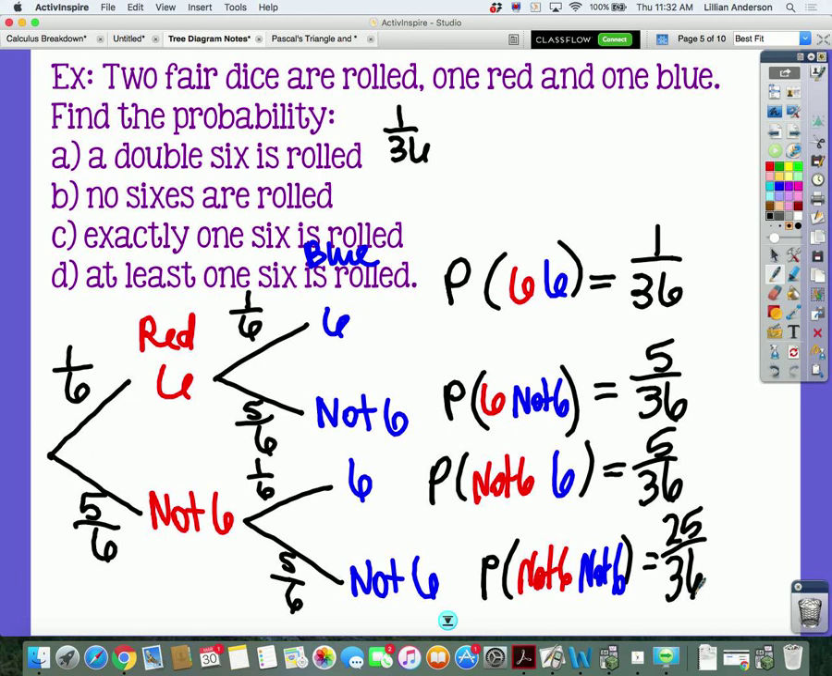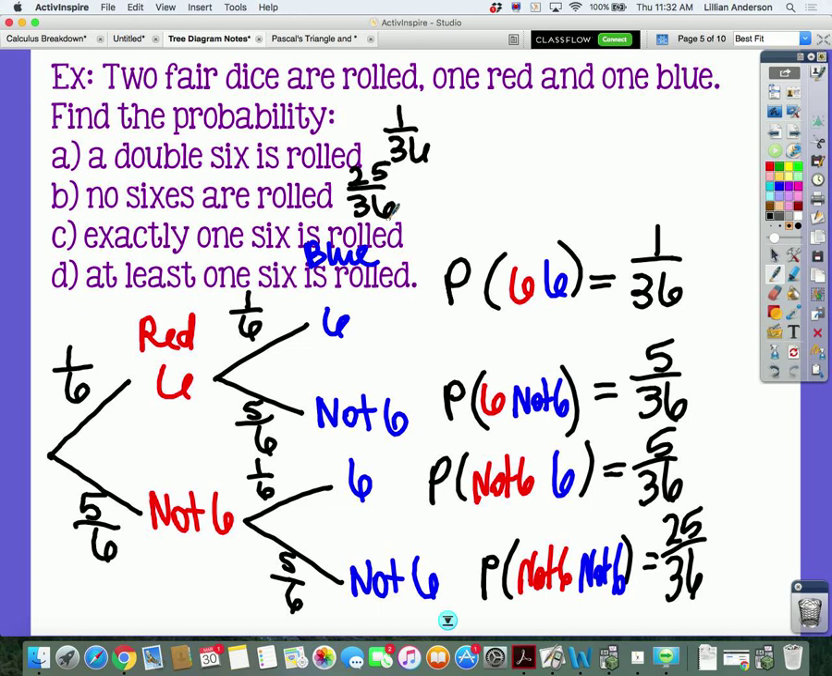So let's look at our questions. We already figured out A. But B says, what's the probability that no 6s are rolled? 25 out of 36 is right there. If you don't roll a 6, that means it's not a 6 on the red, not a 6 on the blue, which is 25 out of 36.